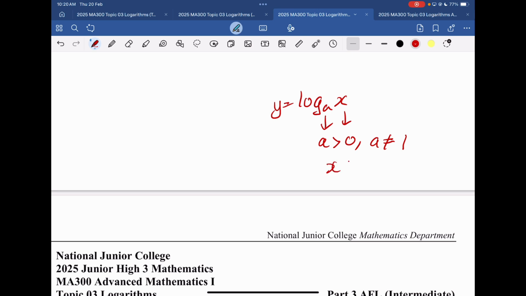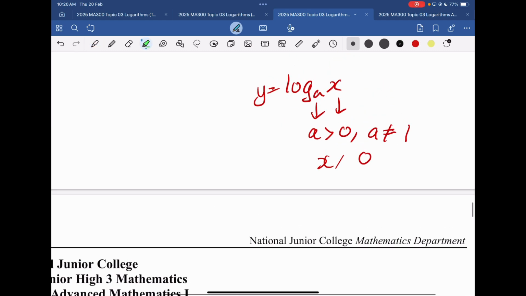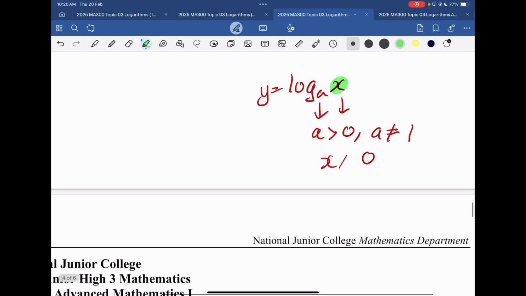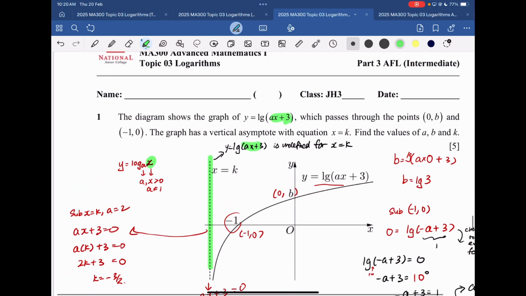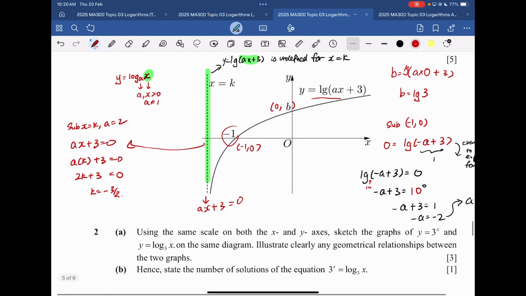X must be positive also. So my function base x here is like my ax plus 3 here. It has to be positive. So over here you realize, where do I stop? This is the point where ax plus 3 is all positive. That's why the function is defined. This part, ax plus 3 equal to 0.